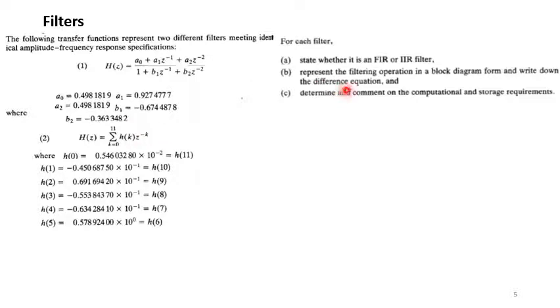We have to find in this example whether each is an FIR or IIR. For sure you understand this is an IIR system. It has poles and zeros, whereas in the case of FIR we have only zeros, with the exception that it has a pole at z equals 0. We have to represent the operation in a block diagram and write down the difference equation, and in part C we have to determine and comment on the computational and storage requirements of the two.